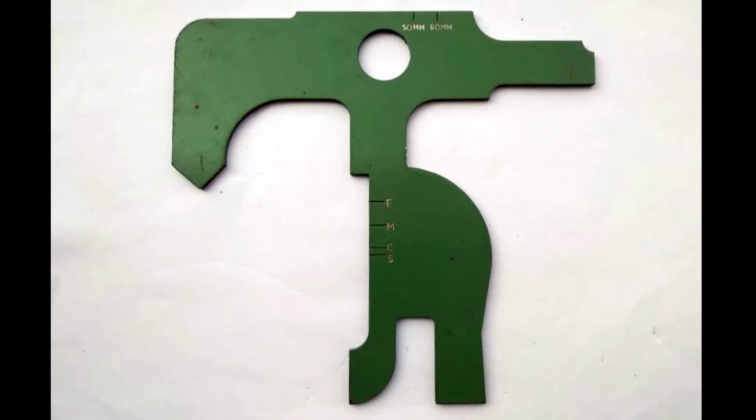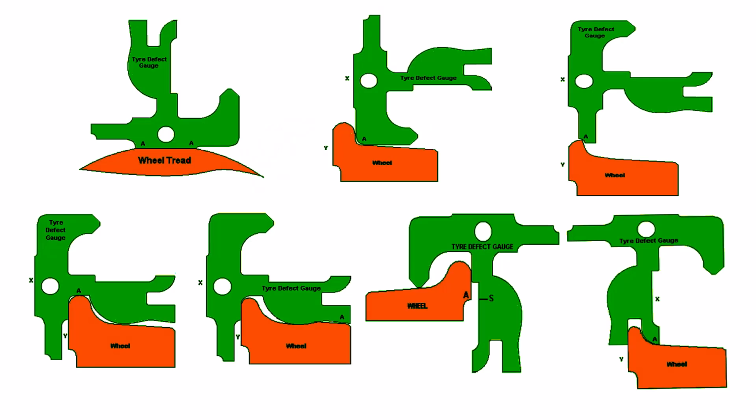Today in this FreeCAD Beginners video, we'll use this image to create this model. This image is of a tyre defect gauge, which is used to find the defects on rail wheels. It's basically a metal plate with various profiles cut into it. It is a specialized tool used to inspect and measure the defects in train wheels.